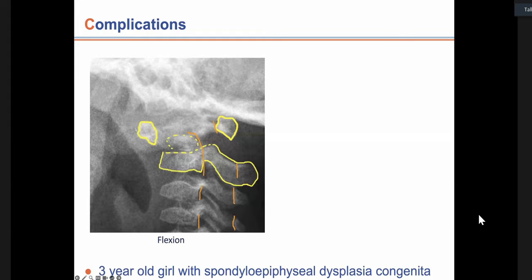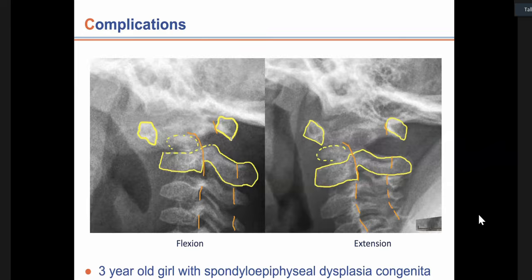Here we see the anterior arc of C1. Here we see a hypoplastic peg that should really be approximating the top margin of the arc of C1. Here we see the body of C2 and the posterior process in flexion. And then in extension, you can see how the hypoplastic peg has moved anteriorly to lie beneath the anterior arc of C1.